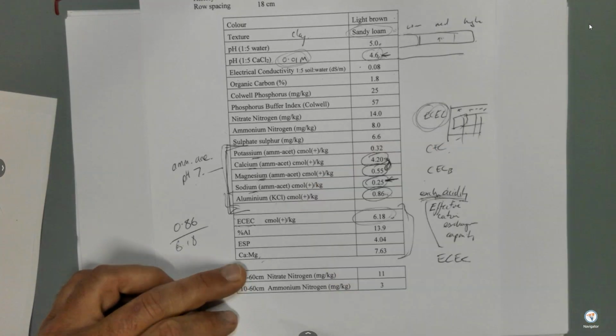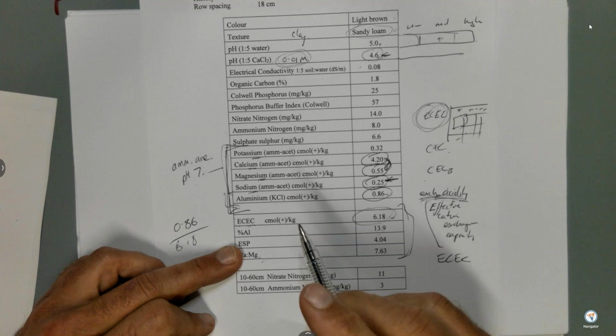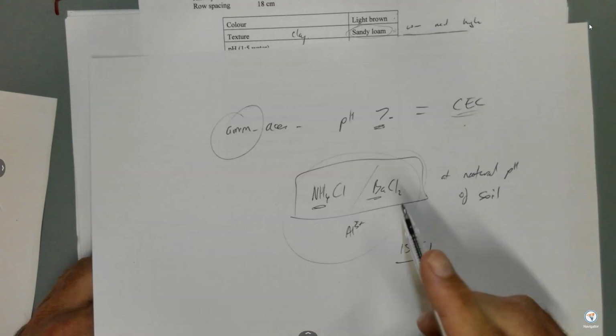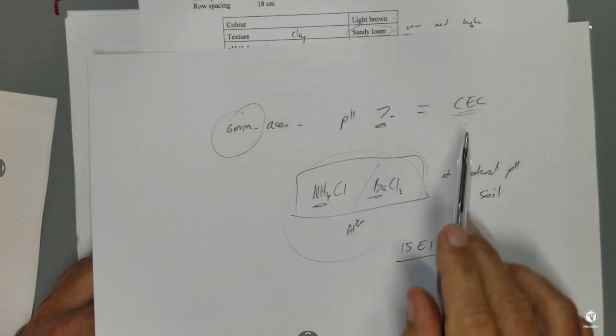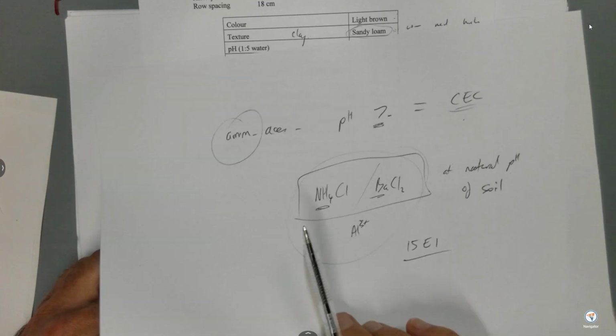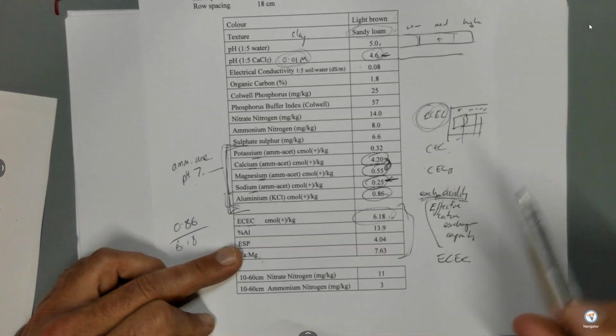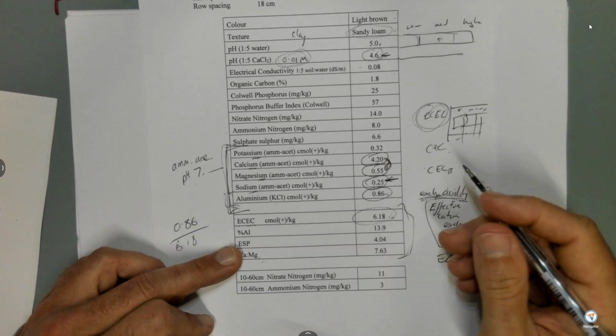All of this is just calculated from these exchangeable cations. And so I think it's quite important that in a soil that doesn't exist at pH 7, you actually find out what the CEC is at the pH that you're operating at, so you actually get a true measure of its nutrient holding ability.